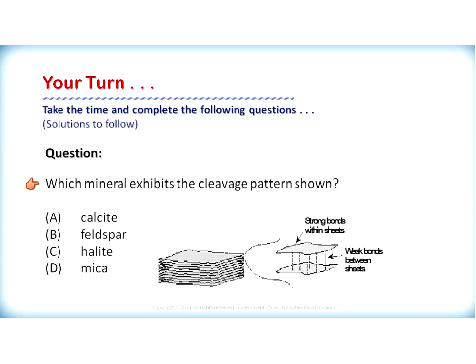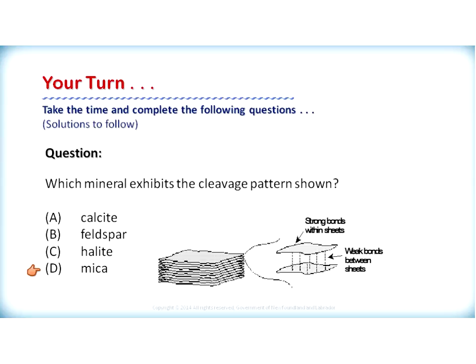Which mineral exhibits cleavage patterns shown below? If we look at the diagram shown below, we see a two-phase diagram. In the first, we see a whole bunch of layers that are stacked upon one another, and then we see an example showing that if we take the layers apart, we see strong bonding within the sheets, but weak bonding between the sheets. So which mineral to the right would show this one direction of cleavage planes between the layers of atoms within the sheets? Our choices are calcite, feldspar, halite, and mica.